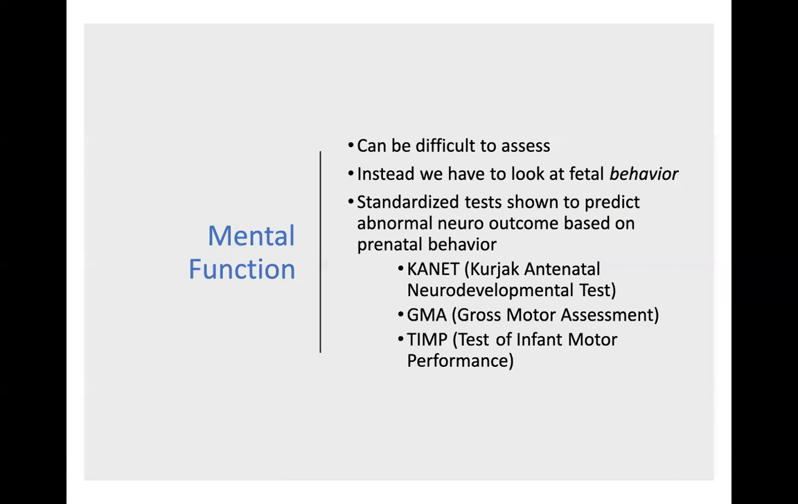Then we're going to talk about mental function. So it can be difficult to assess. Instead, we have to look at fetal behavior. So standardized tests are used to predict abnormal neuro outcome based on prenatal behavior. So we have the KINET, which is the Kurjak Antenatal Neurodevelopmental Test. We have the GMA, the General Movement Assessment, and the TIMP, the Test of Infant Motor Performance, that OTRs can use to assess the fetal.